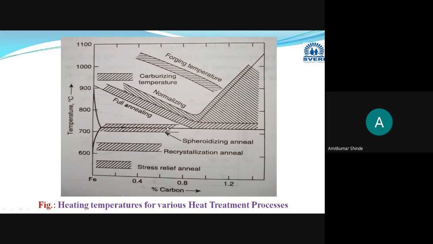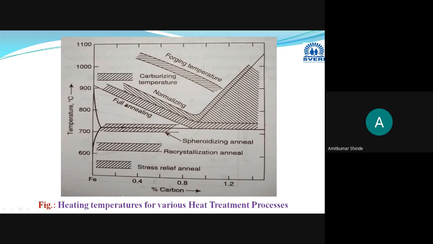Now here in previous lectures we have discussed this full annealing. This is the full annealing temperature zone: above A3 for hypoeutectoid steels, and above A1 for hypereutectoid steels. This is the temperature zone for full annealing or conventional annealing, you can say. And for normalizing, above A3 for hypoeutectoid steels and above ACM for hypereutectoid steels. And why these temperature zones are selected in such a way, that part we have discussed in the previous lectures also, with the reasons that I have explained.